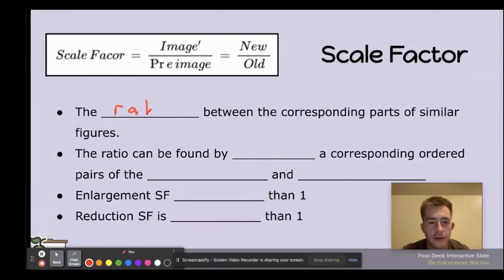between the corresponding parts of similar figures. That is what a scale factor is. It's a ratio, right? A ratio can be represented as a fraction. The ratio can be found by dividing a corresponding ordered pair of the pre-image and image.